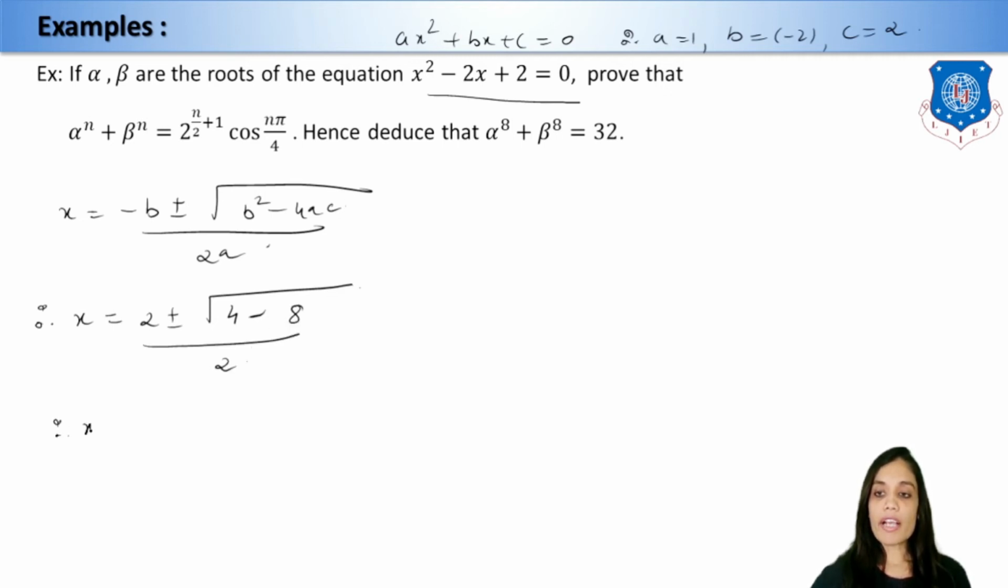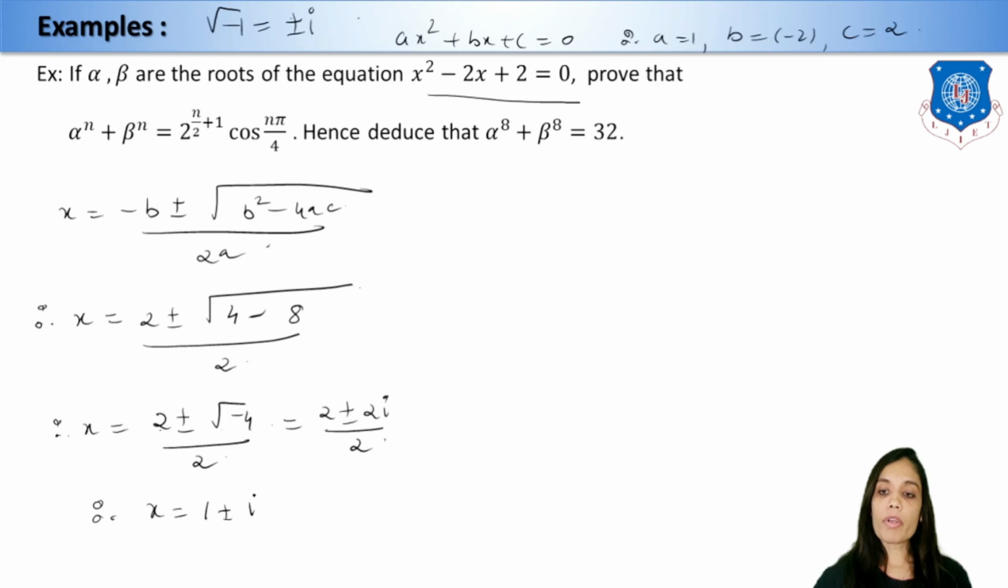So finally our x will be equal to 2 plus or minus under root minus 4 upon 2. That can be written as 2 plus or minus 2i upon 2, because square root of minus 1 is what? Plus or minus i. Okay, now take out what? Common 2. So your final values of the roots of the given equation are x is equal to 1 plus or minus i. Now let us name alpha as 1 plus i and beta as 1 minus i.